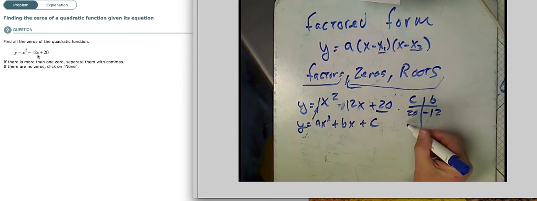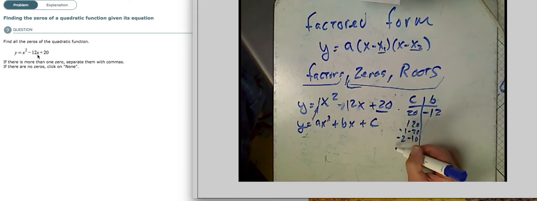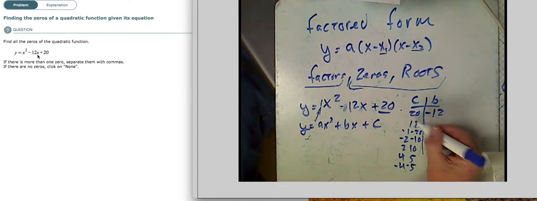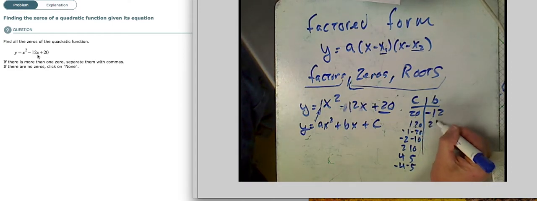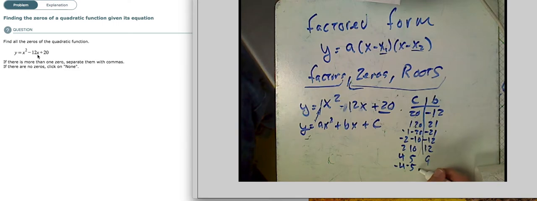Okay, so let's look at some factor pairs. So we've got 1 and 20, negative 1 and negative 20, negative 2 and negative 10, 2 and 10, and 4 and 5, and negative 4 and negative 5. And those are all the factor pairs of 20. And then if we look at what they add up to, 1 plus 20 is 21. Negative 1 and negative 20 is negative 21. Negative 2 and negative 10 is negative 12. 2 and 10 is 12. 4 and 5 is 9. And negative 4 and negative 5 is negative 9. And so that's all our factor pairs.